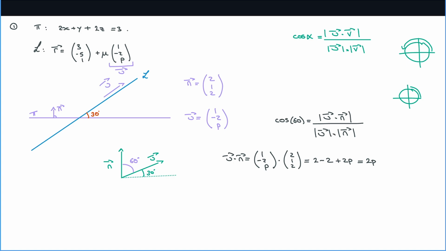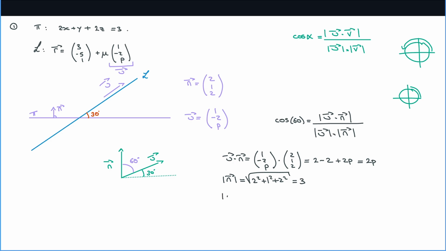The magnitude of n, let's start with that one. Well, that's equal to the square root of 2 squared plus 1 squared plus 2 squared, all of which is under a square root. That's equal to the square root of 9, which is very convenient again. That's equal to 3.